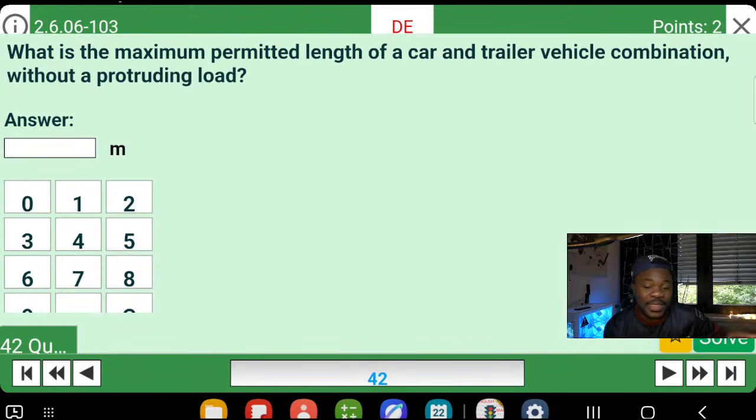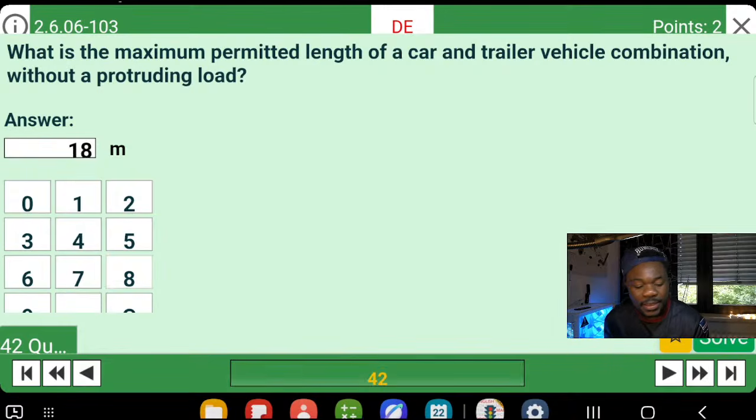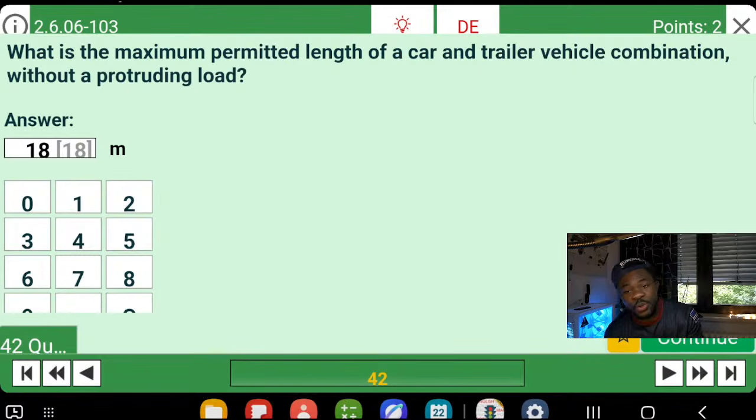There is a similar question where they'll ask from what motor vehicle length you should keep a sufficient space in front of you for overtaking vehicles to be able to pull in. That one will be 7 meters. But in this case, they are talking about the maximum permitted length for a car and trailer vehicle combination. So it's 18 meters. 18 meters. So know the difference between these two questions. Don't get confused. Okay?